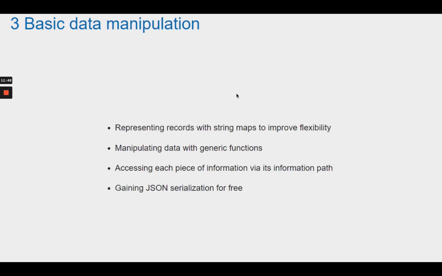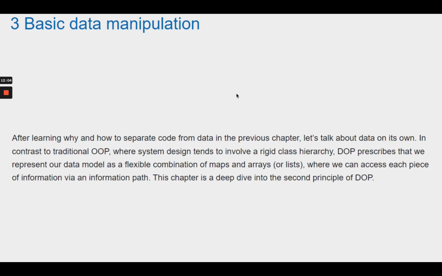Chapter 3. Basic Data Manipulation. Meditation and Programming. This chapter covers representing records with string maps to improve flexibility, manipulating data with generic functions, accessing each piece of information via its information path, gaining JSON serialization for free.